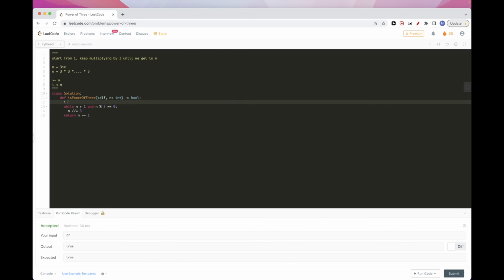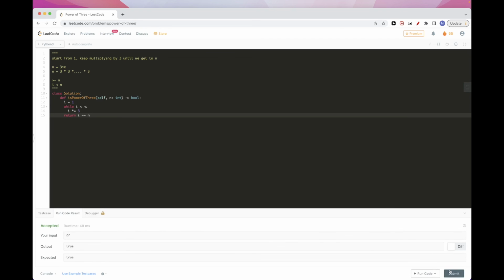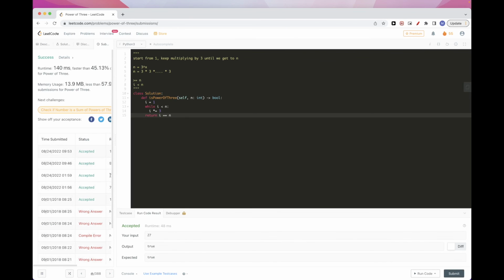So we start with i equal to 1, and then while i is smaller than n, we keep multiplying by 3. Then if i equals n, that means it's a power of 3 essentially. So let's run this. Let's submit. And that passes test cases.